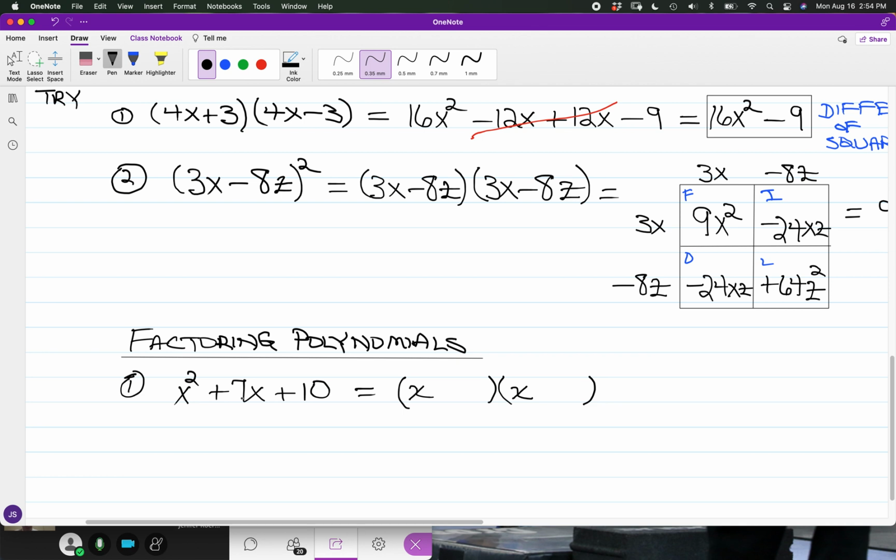Well, it wouldn't be 1 and 10 or 10 and 1, since those numbers add up to 11, but 2 and 5 or 5 and 2 will add up to 7 while multiplying out to 10. And so for your expressions, the order does not matter. We say we have x plus 5 times x plus 2, but if you have it in reverse, that also works. For multiplying x plus 5 and x plus 2, or x plus 2 and x plus 5, will result as x squared plus 7x plus 10.